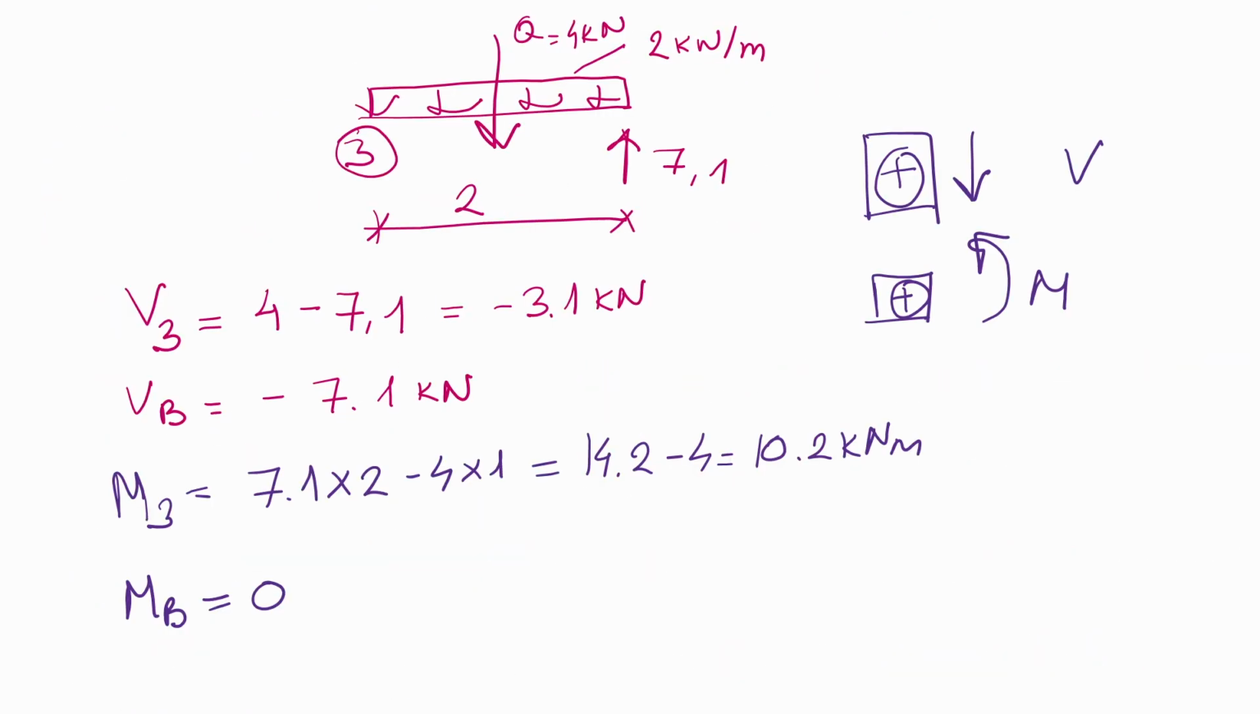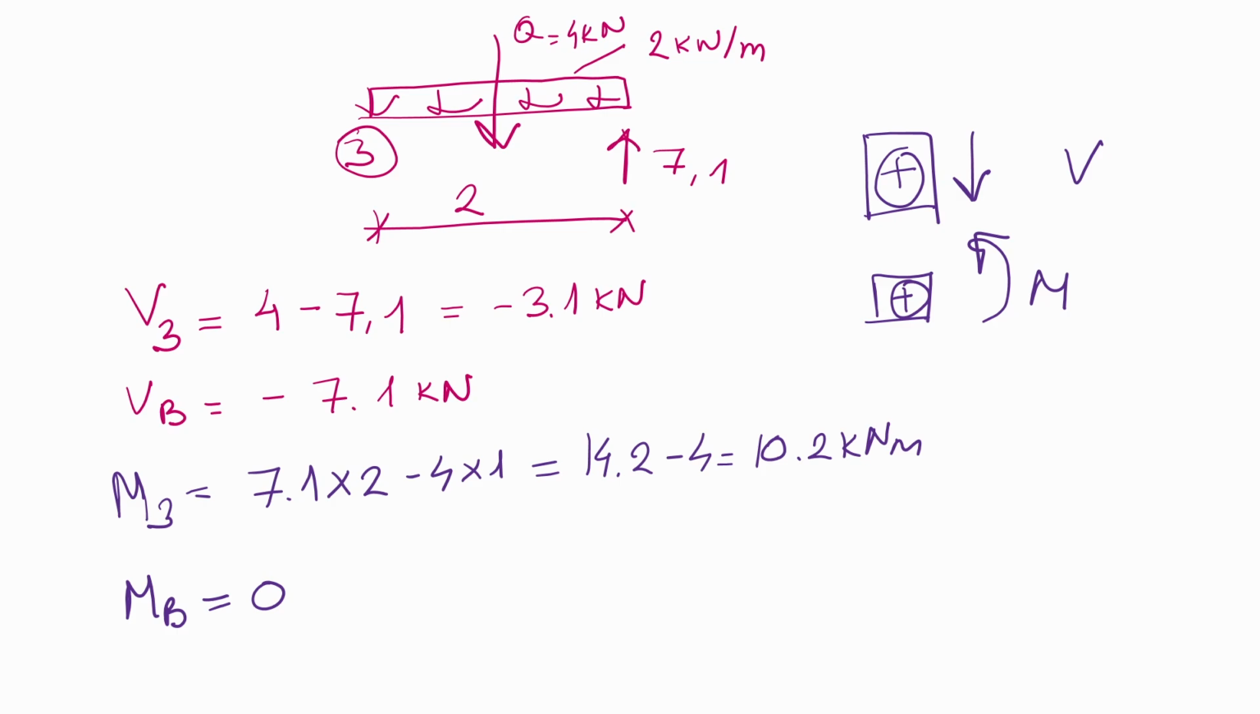Regarding point 3, now it is easier to cut from the right side. Why? Because you have fewer variables here. You will have roller support 7.1 kilonewton, and you have a distributed load of 2 kilonewton per meter. So what we have at point 3, we have 4, which is coming from the distributed load, which is our force Q, 2 times 2, which is 4, and minus 7.1 will give you minus 3.1 kilonewton.